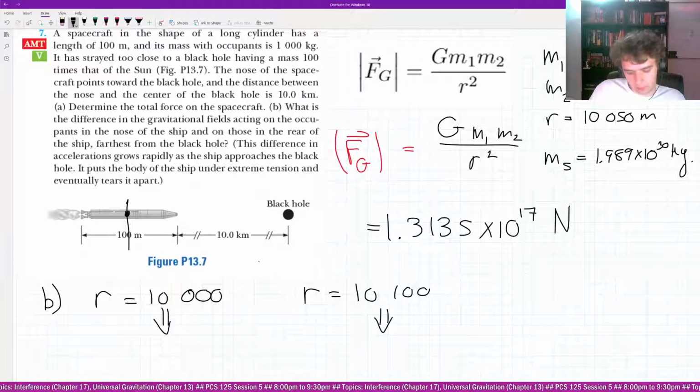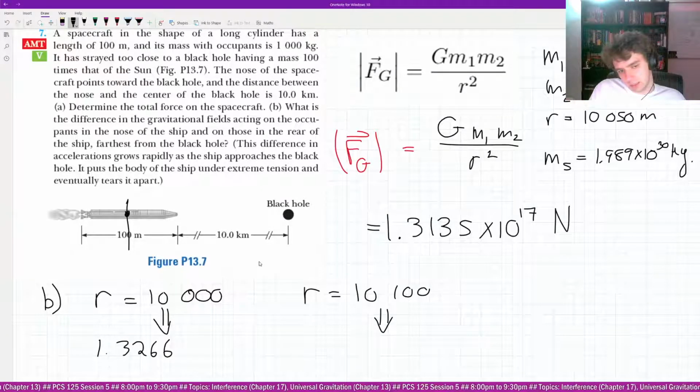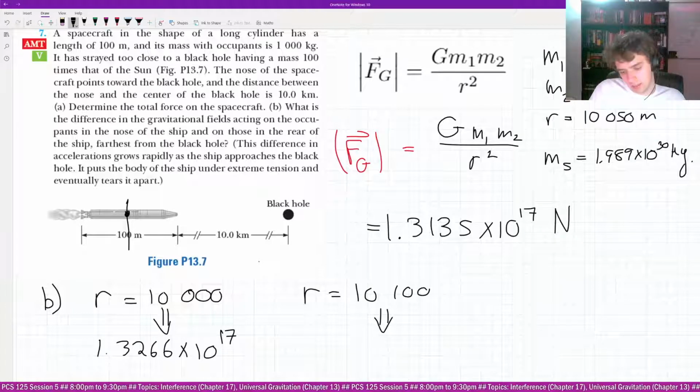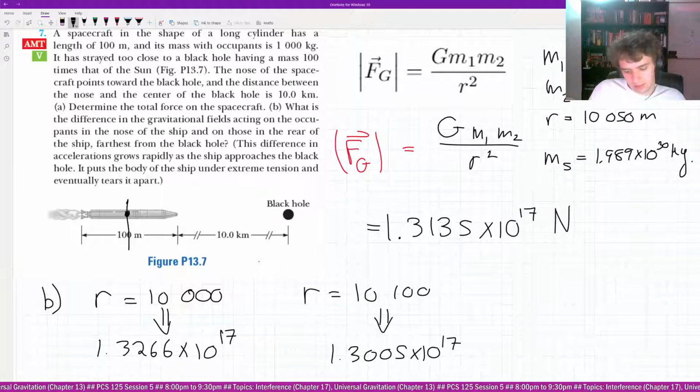So luckily my calculator saves it. So for 10,000 I get 1.3266 times 10 to the 17, and for the 10,100, I get 1.3005 times 10 to the 17. And the difference would be... I don't want to type it all again. Okay, it's fine, I can just type it again. Minus 1.3266 times 10 to the 17.